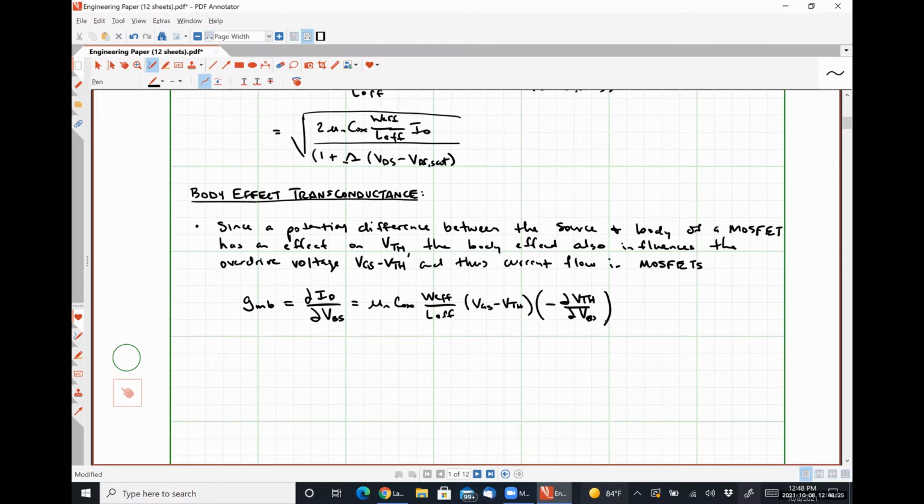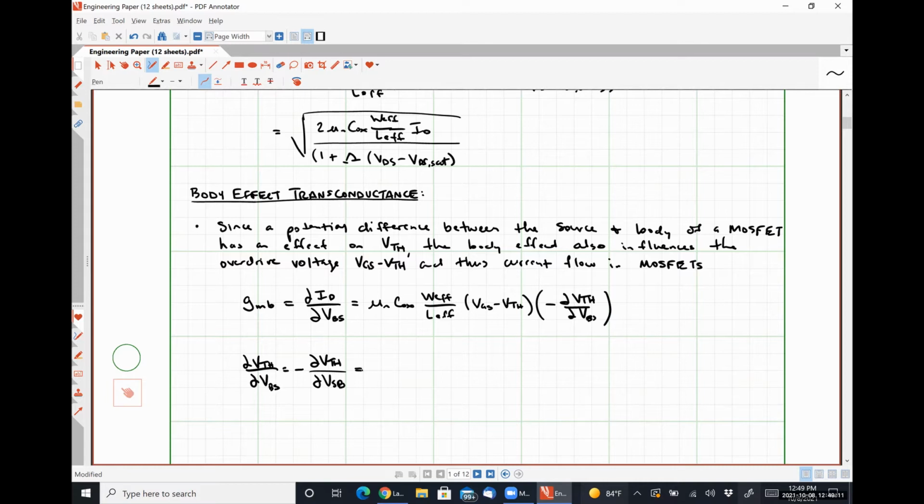So since the derivative of VTH with respect to VBS is negative the derivative of VTH with respect to VSB. Just to be clear here, all I am saying is that if we change the order of our subscripts, if we look at the body source potential, that is the exact same thing as the negative of the source body potential, right? So when we flip the subscripts, it's introducing a negative sign, right?